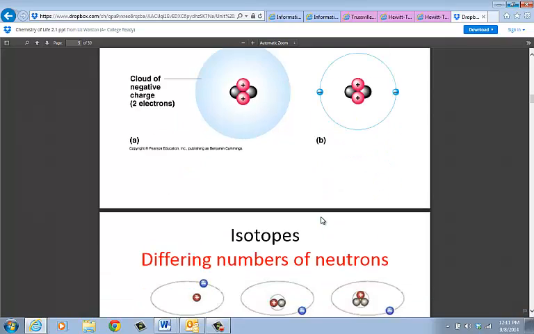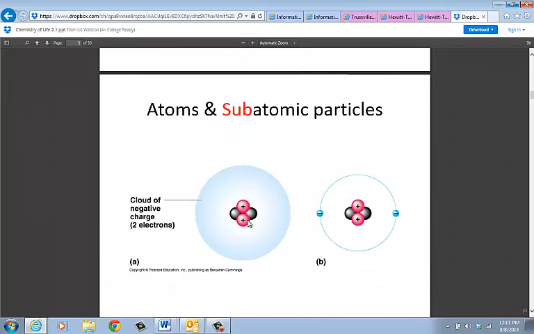All right, so let me stick here just for a moment. The protons have a positive charge. The neutrons have a neutral charge. They have no charge. And these two together are located in the nucleus of the atom.